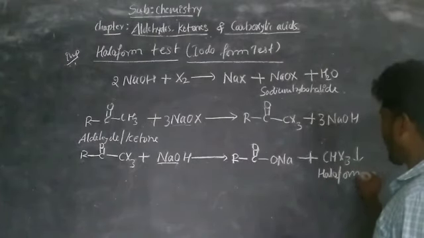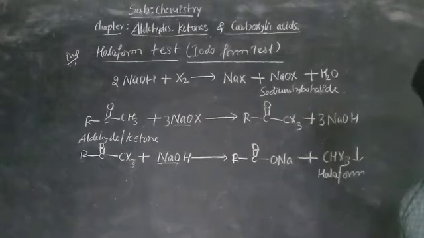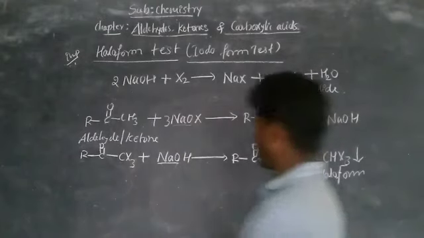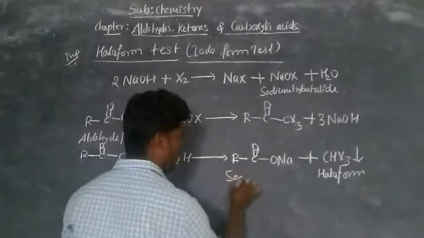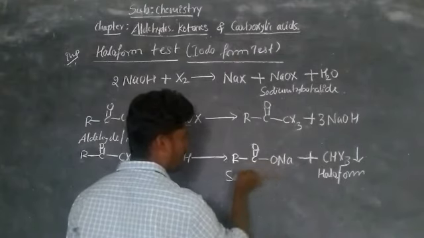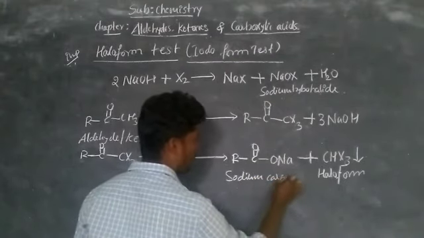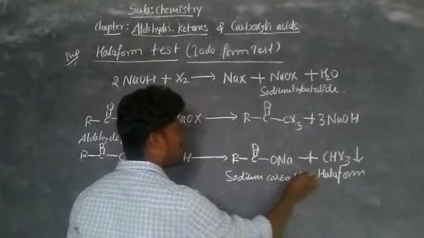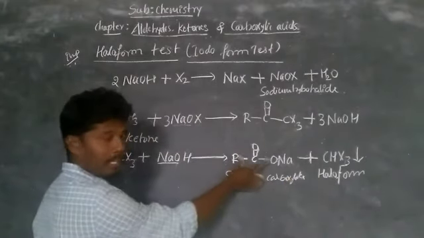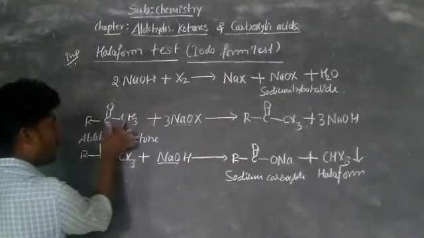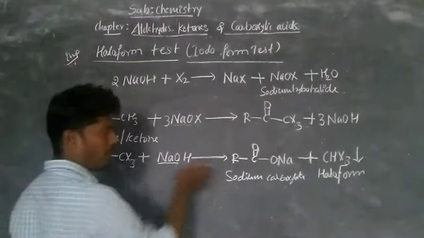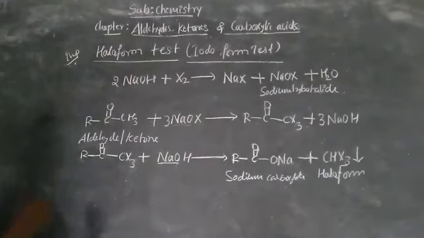This is called haloform, so we call it the haloform test. It gives a precipitate, hence we show the mark downwards. Now this is called sodium carboxylate, the carboxylate group. This has one carbon less than the parent one. See, 2 carbons are there, but here only 1 carbon. This is called the haloform test.